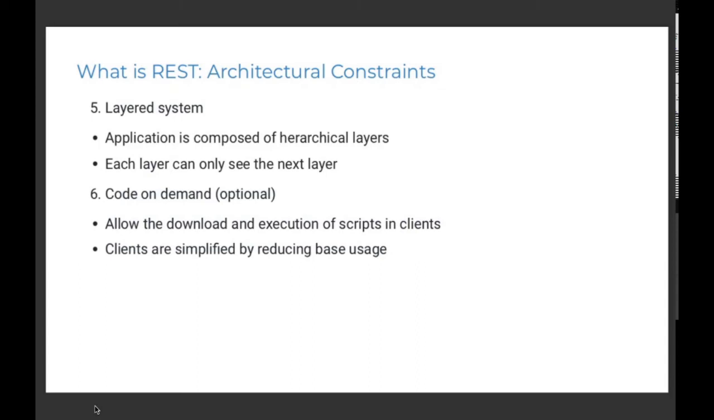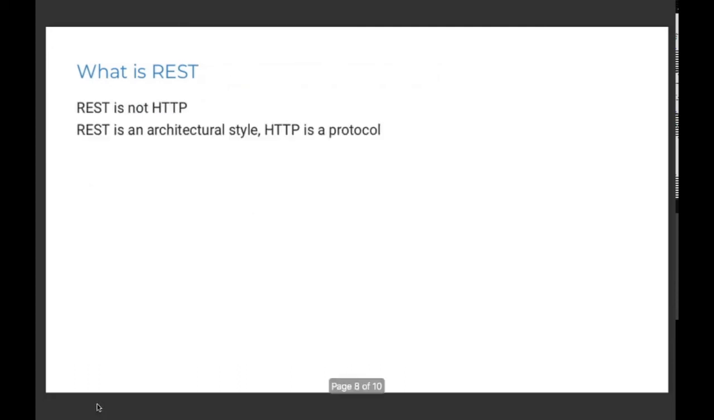Okay, and an optional constraint is code on demand. So the idea here is that additional scripts can be downloaded by the client so that there's not a big payload initially. Okay, so the base use cases are covered, but additional ones can just be downloaded. So what I keep reiterating is that REST is not HTTP. Okay, REST is an architectural style, and HTTP is a protocol.